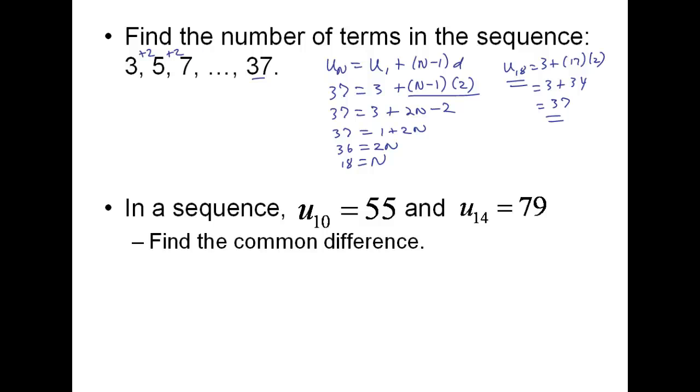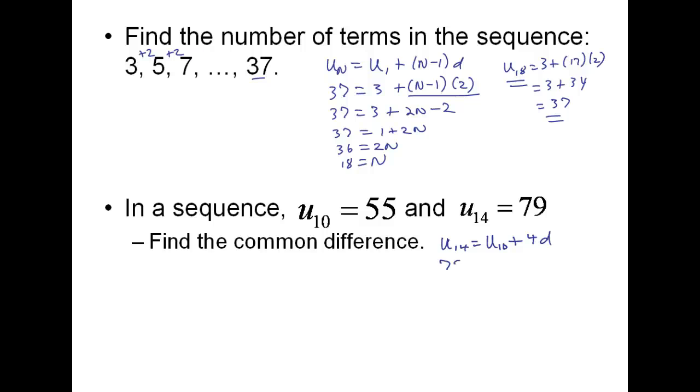Now it gives me a sequence, but it doesn't tell me u sub 1, it tells me u sub 10, and then u sub 14. So I know the 10th term and the 14th term, and it wants me to find the common difference. Well, if I think back about how we did this, if I take u sub 14, I'm starting with u sub 10, and how many times am I adding d? Well, to get from 10 to 14, I'm adding d 4 times.